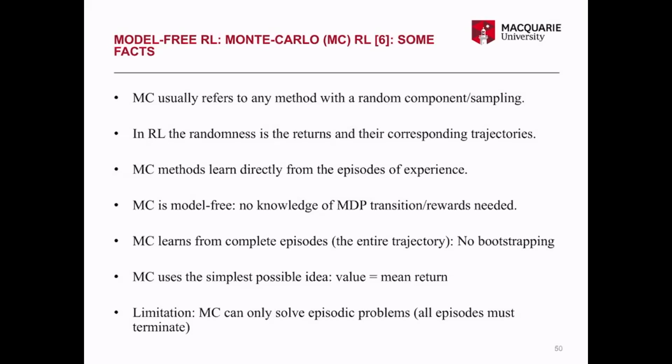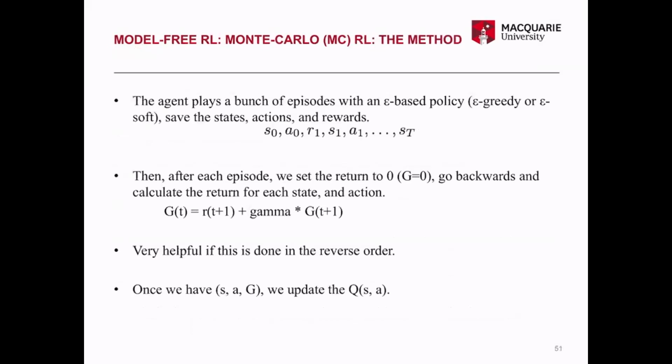All right, so the goal of the agent is to approximate the return, right? The sum of all the future rewards in each state and action. So you see that the agent plays a bunch of episodes with an epsilon-based policy. It's either epsilon greedy or epsilon soft, doesn't matter what we call it. It's basically the same thing. And so we have a trajectory of states, actions, and rewards, right?